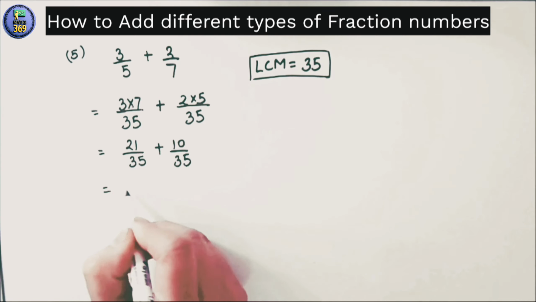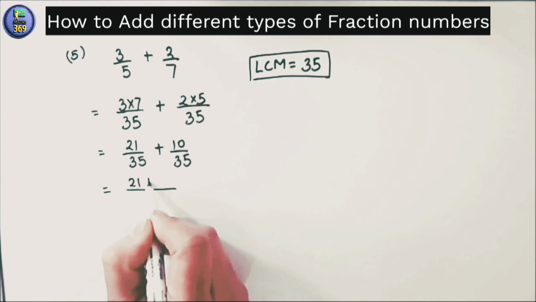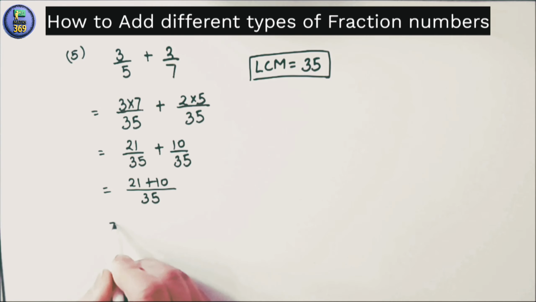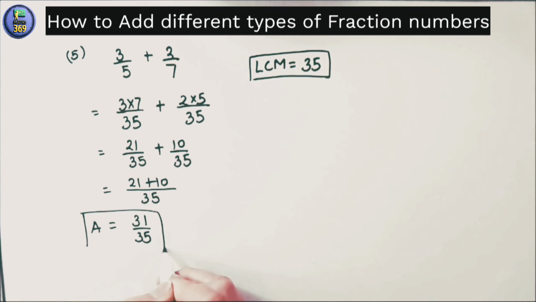Now we'll add the two fractions. So this will be 21 plus 10 divided by 35, which is equal to 31 by 35. So these cannot be further reduced. So our final answer is 31 by 35.